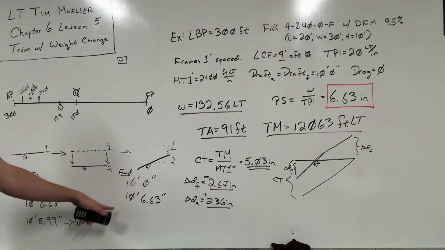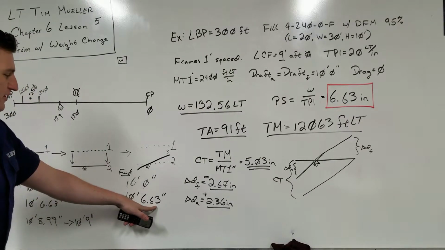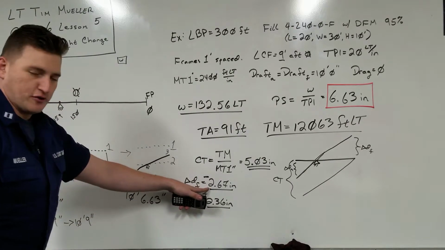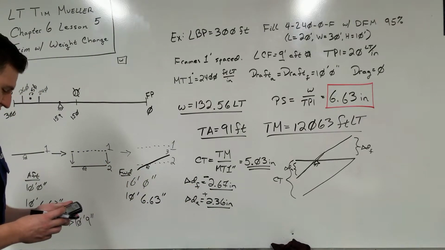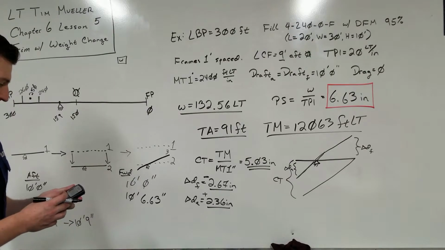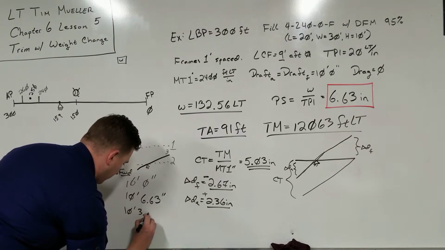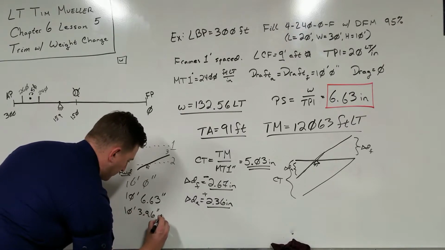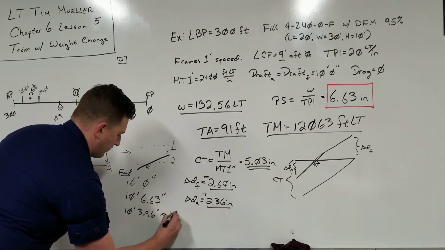Now I just do forward. I have 10 foot 6.63. Then I subtract 2.67. So 6.63 minus 2.67 equals 3.96. So 10 foot 3.96, which we can basically just round back up to 10 foot 4.